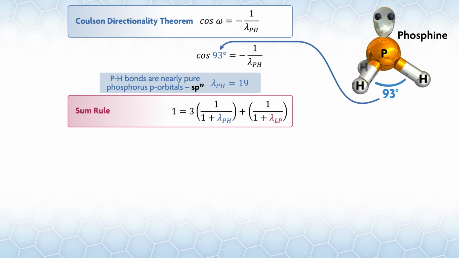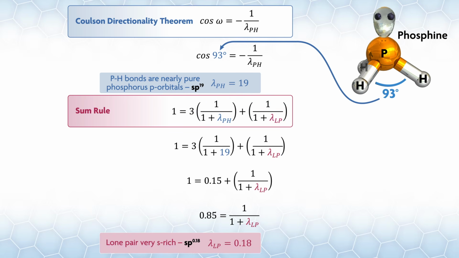We can use the sum rule to get the nature of the lone pair. All the sum rule says is that there are 3 equivalent PH bonds and one lone pair, and if you add up the amount of s-character in those hybrids, it must be equal to the 1 s orbital that you started with. The PH bonds are largely p-character, using up much of the p orbital character available, so one would assume that the lone pair is almost entirely s-character. The sum rule confirms this, giving the hybrid that is used to hold the lone pair as a very s-rich sp^0.18. This is very much in line with what we expect from Bent's rule.